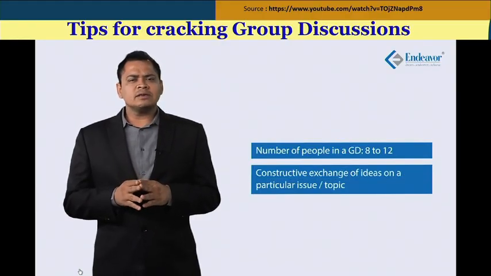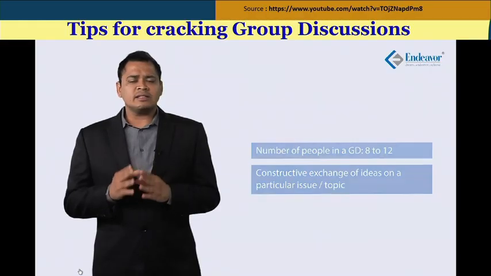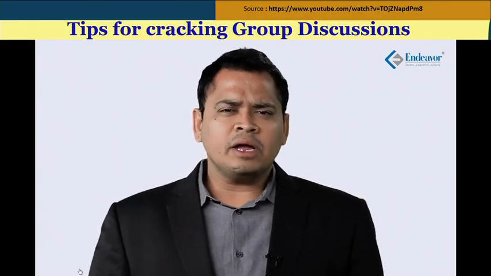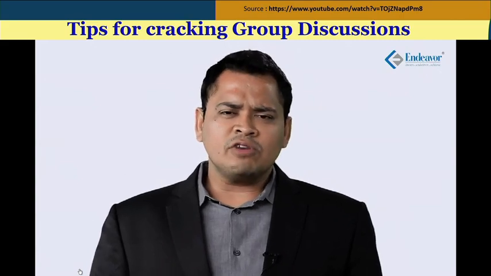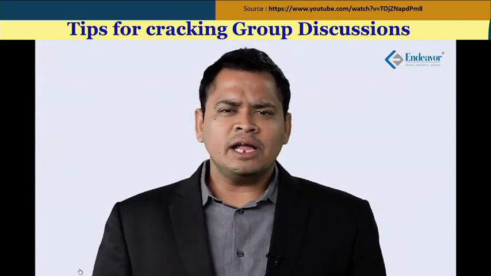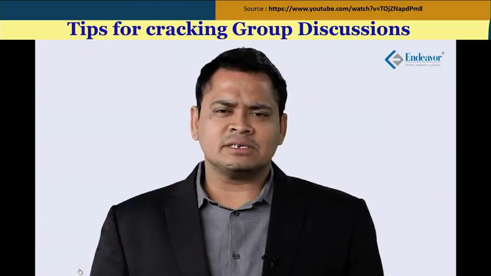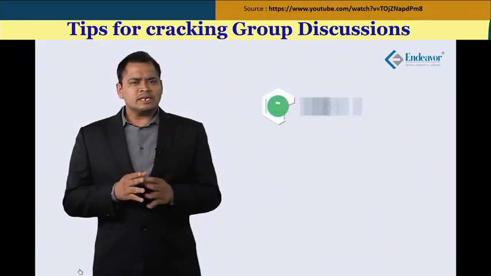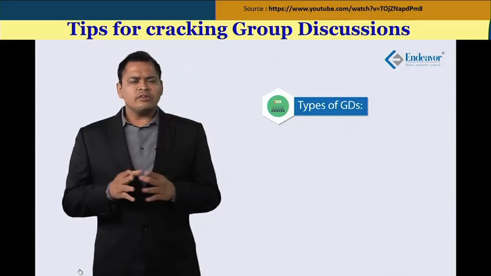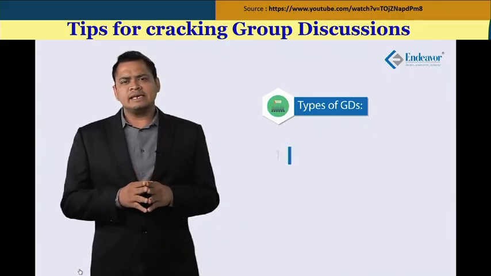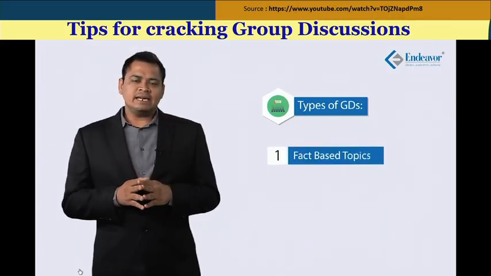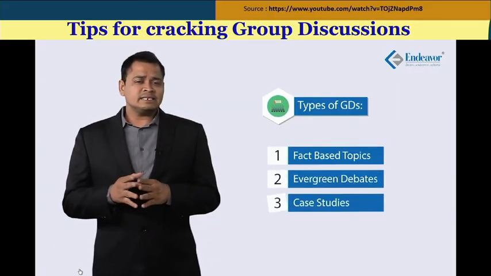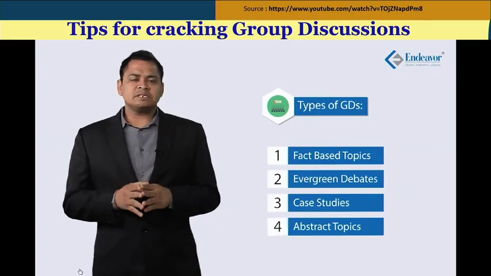A lot of times certain qualitative things like how do they conduct themselves in a group, team skills, how do they ideate on a particular topic, and how do they arrive at a larger motive of reaching a conclusion, or trying to converge on a particular point as a team, is what is evaluated. Broadly, group discussions are in 4 different categories: first of which is fact based GDs, second are evergreen topics, third is case studies, and fourth is abstract topics.